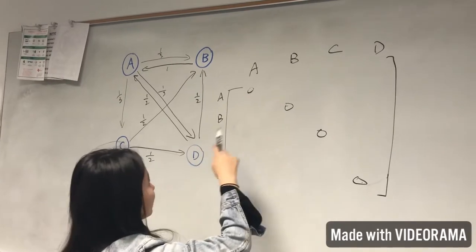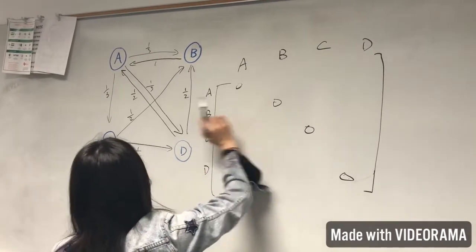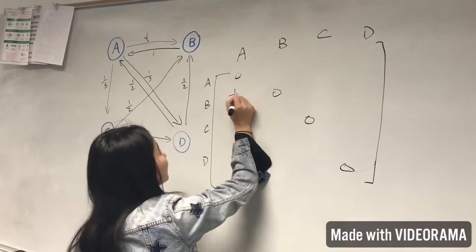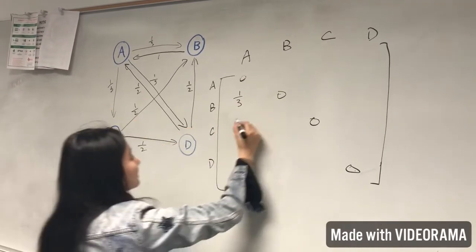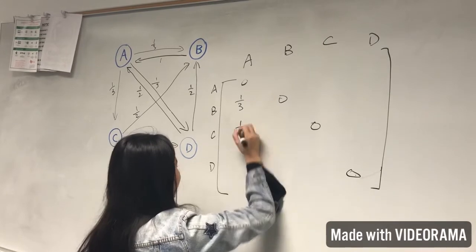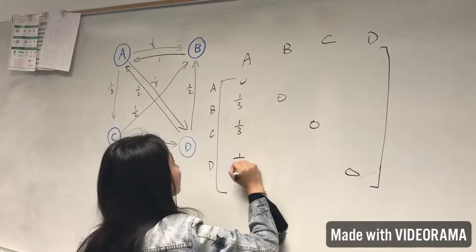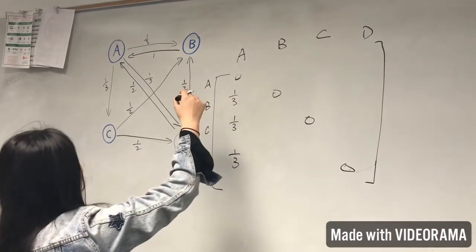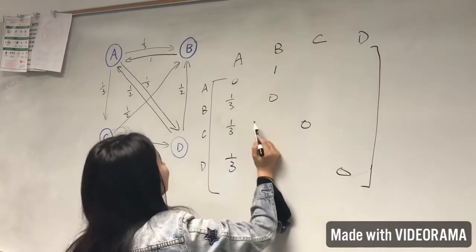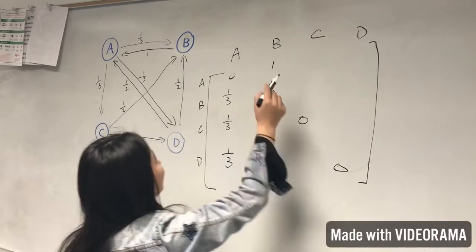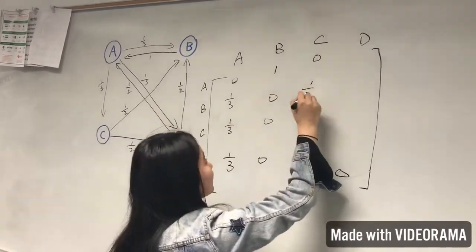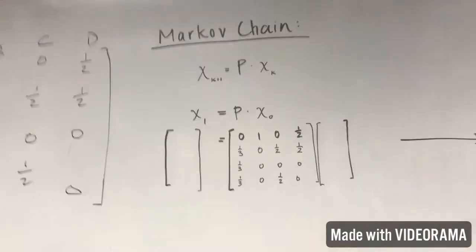Now we can put the numbers in the matrix. A to B is 1/3, A to C is 1/3 also, and A to D is 1/3. B to A is 1. B only has 1 line out, so the other numbers are 0.